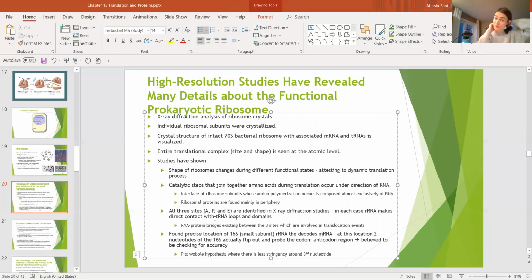This really fits the wobble hypothesis because it only checks the first two and not the third. And so there's a lot more leniency in the third with what it can bind, right? So it fits the wobble hypothesis, where there's less stringency around the third nucleotide.